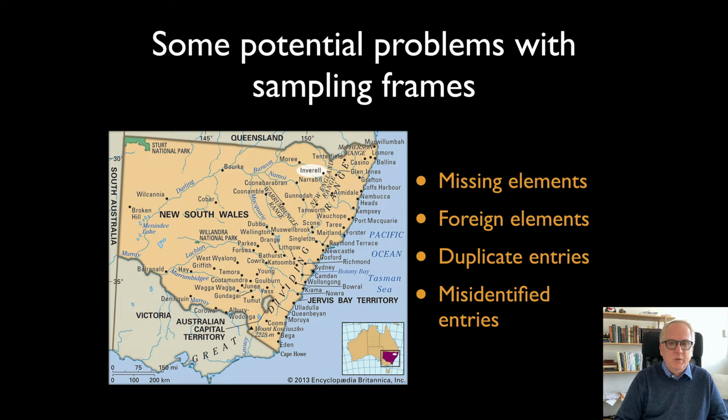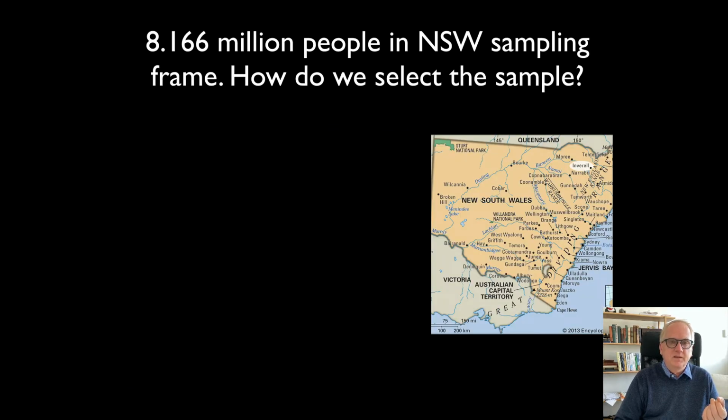So these are all potential problems with the integrity of a sampling frame, that I might have this great gigantic list of everybody who lives in New South Wales, but there could be missing elements, foreign elements, duplicate entries, and misidentified entries. Now let's say though, I have a very good sampling frame for New South Wales. And at the latest census count, it was something like 8.166 million people lived in New South Wales. Now, how am I going to choose my sample from this 8.166 million people?